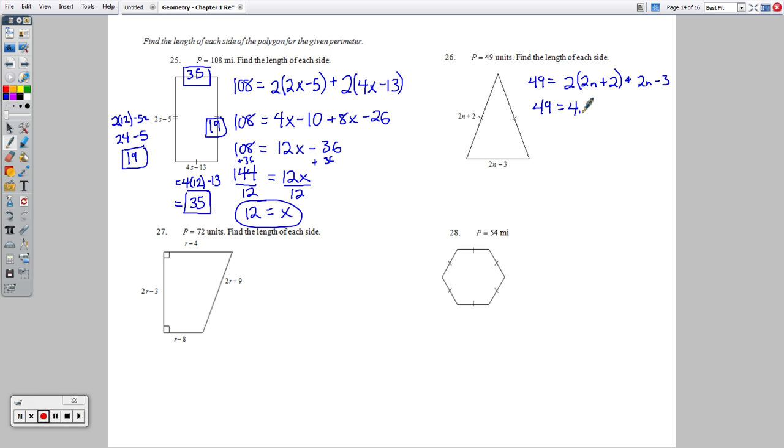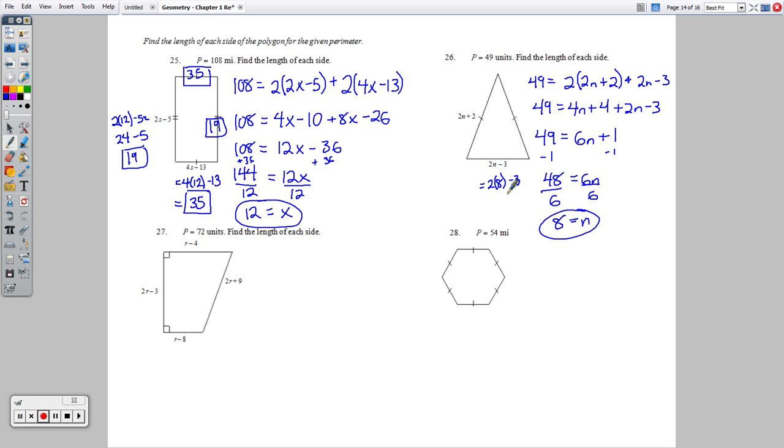Work that algebra problem out. We've got 4n plus 4 if we distribute. Combine like terms. You've got 6n plus 1. Subtract 1 from both sides. You've got 48 equals 6n. Divide by 6 on both sides. You've got n is 8. So from there, plug in the values.